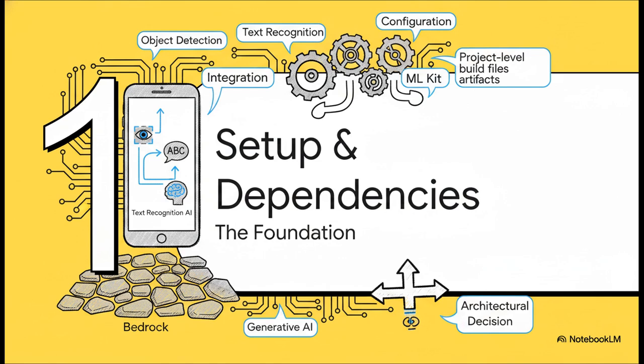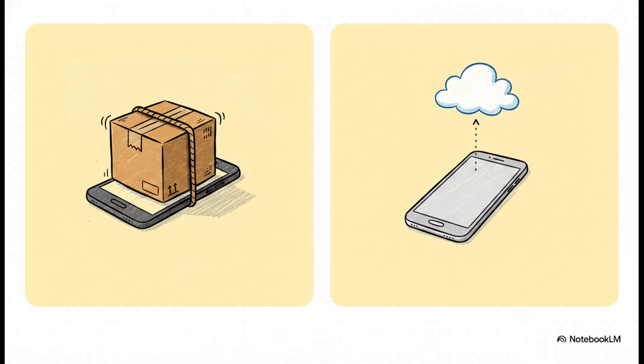All right, starting things off with Section 1, Setup and Dependencies. This is the foundation of the whole shebang. So to lay the groundwork, you've got to configure your project-level build.gradle file to actually include the Google Maven repository, right? And then you add the specific ML Kit artifact dependencies to your app-level build file.